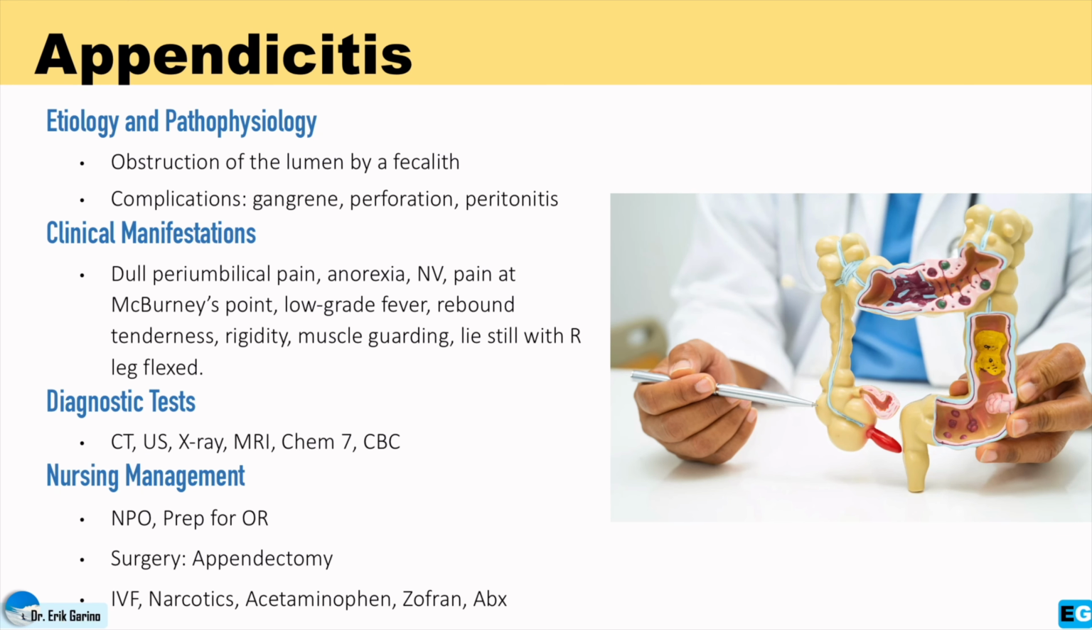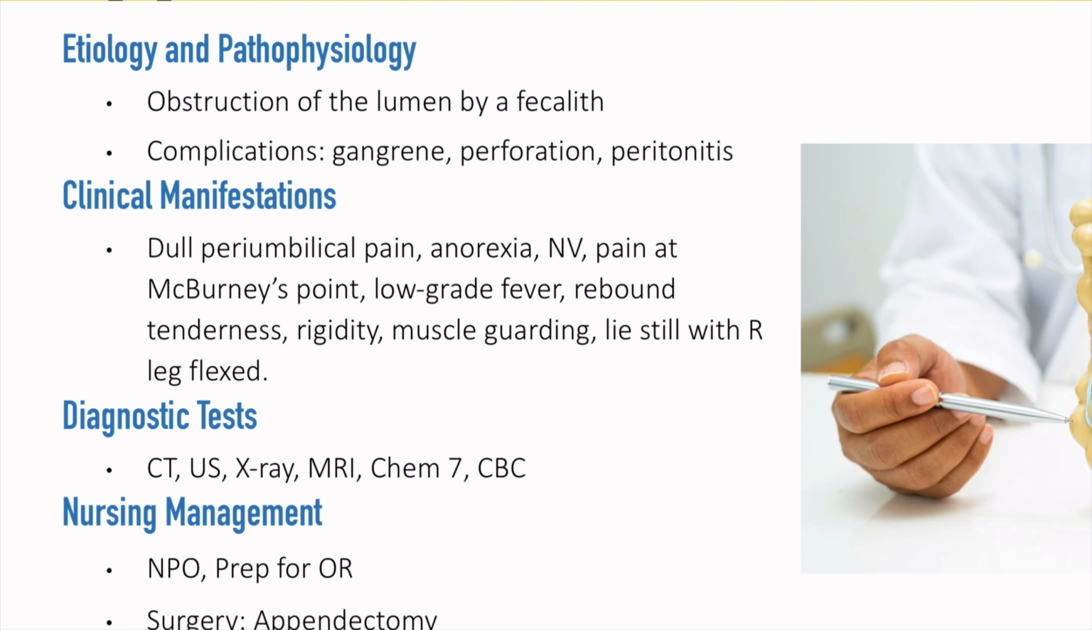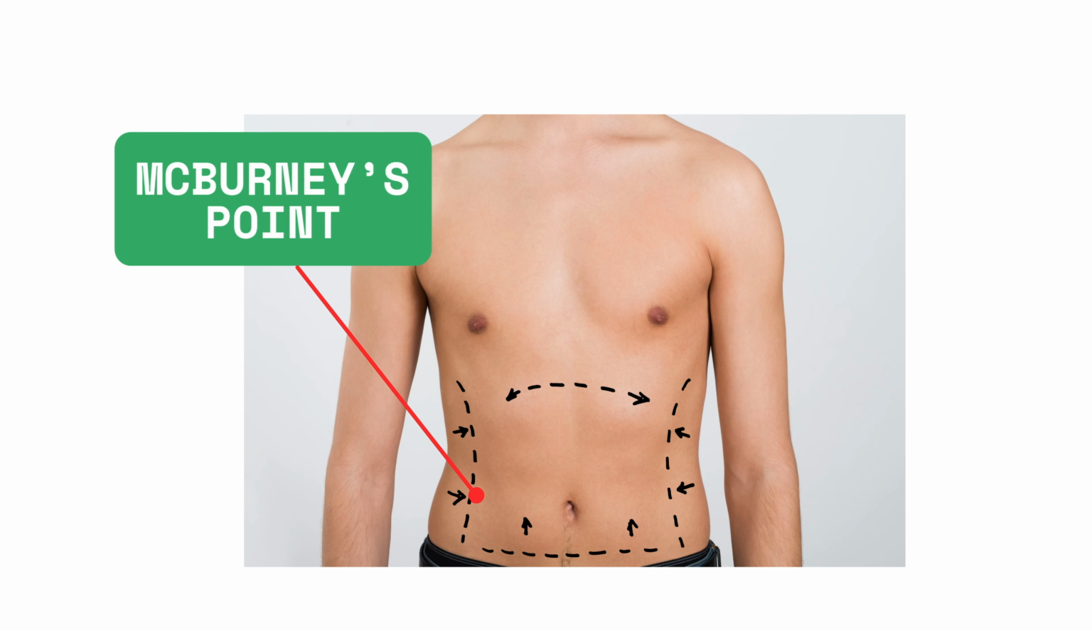Now, what clinical symptoms should you look for in a patient with appendicitis? Appendicitis typically begins with dull periumbilical pain, followed by anorexia, nausea, and vomiting. The pain initially appears as a constant, unrelenting discomfort that generally migrates to the right lower quadrant and becomes concentrated at McBurney's point, which is halfway between the umbilicus and the right iliac crest.